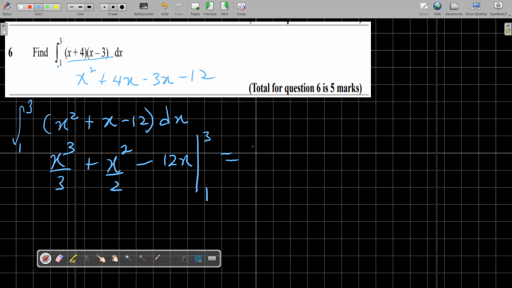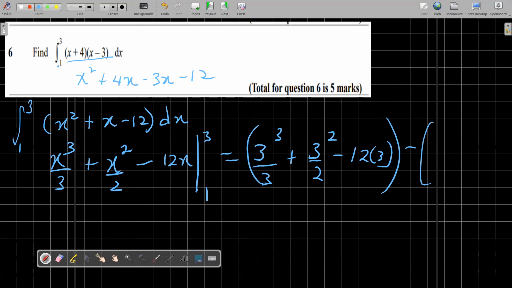So you have 3 raised to the power of 3 divided by 3 plus 3 raised to the power of 2 divided by 2 minus 12 times 3. Remember, put this in parentheses so that you don't make a mistake. Minus, open another parenthesis, substitute 1. 1 raised to the power of 3 divided by 3 plus 1 raised to the power of 2 divided by 2 minus 12 times 1. Then you close the parentheses.